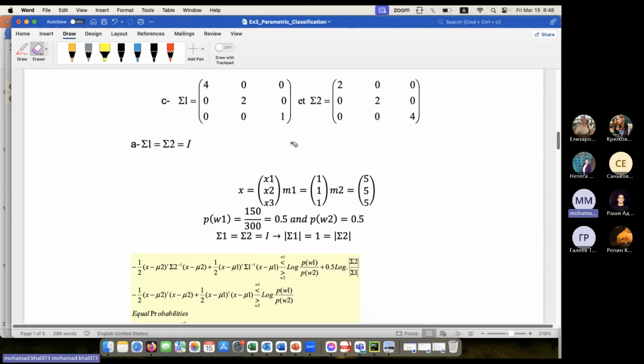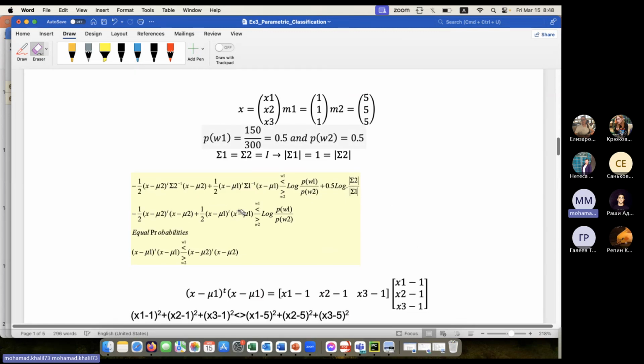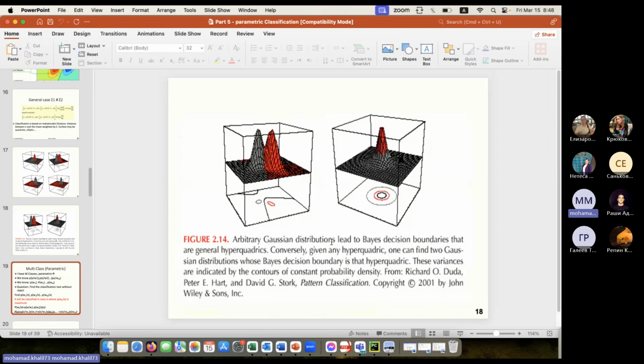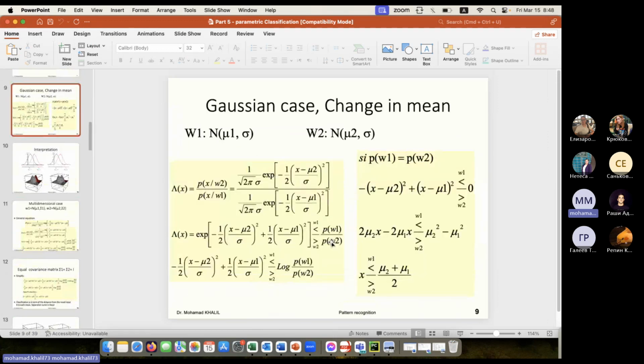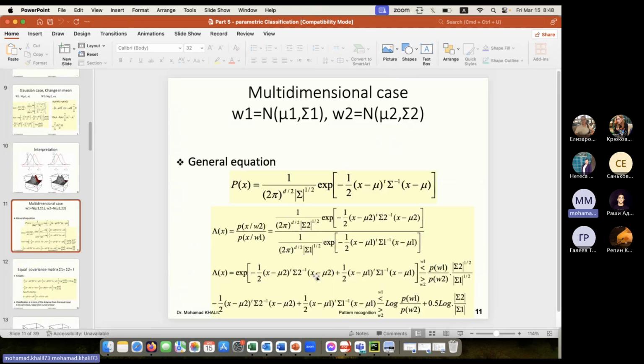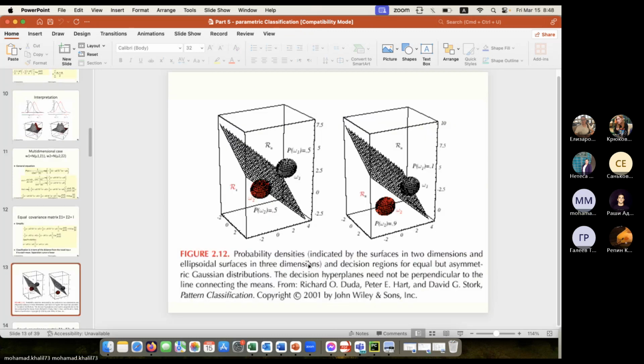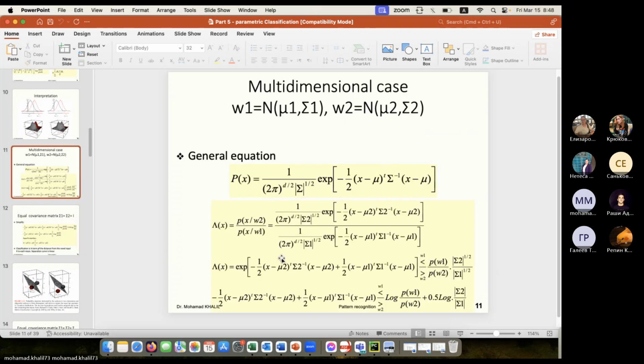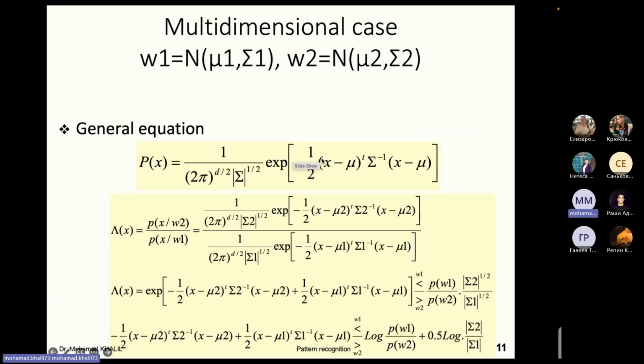Sigma 1 equals sigma 2 equals I in part A. Look what is in the class here. We have this equation. This is the general equation. When you have the general case, you have to take this equation. The ratio of class 2 over class 1, if it's less than class 1 over class 2, you have to take all of this equation.